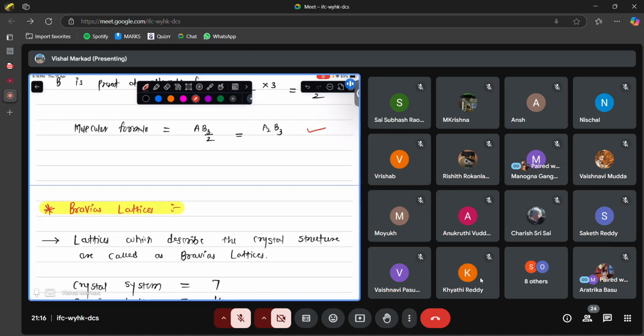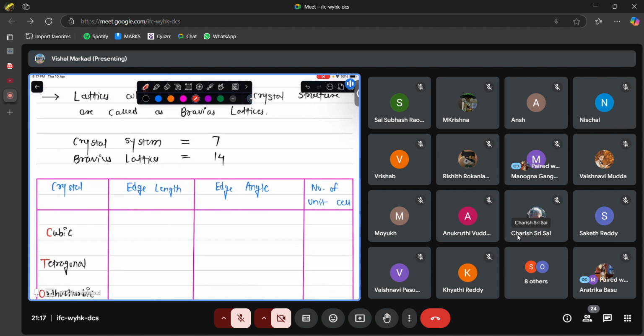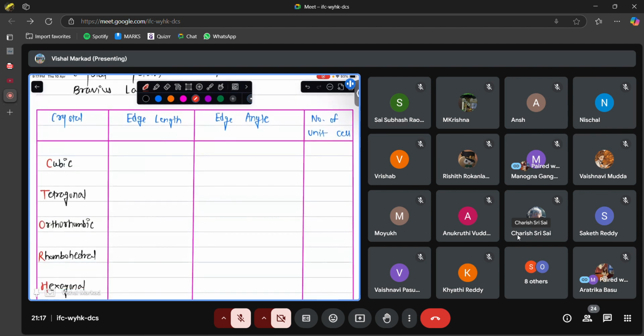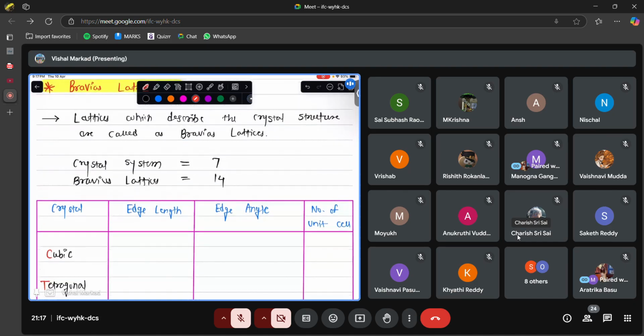Now we have Bravais lattices. This is nothing but how the structure will be in different shapes, like some will be cubic, tetragonal, orthorhombic, rhombohedral. For that, in total we have 7 crystal systems, and these 7 systems are further classified into 14 Bravais lattices.